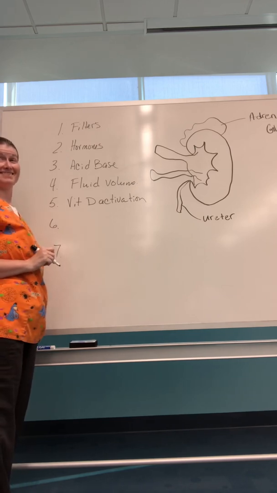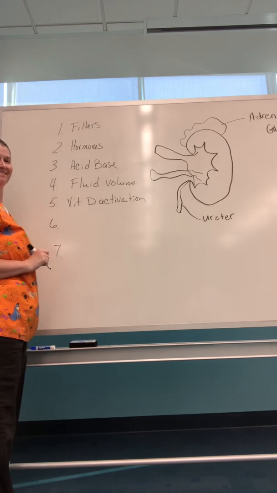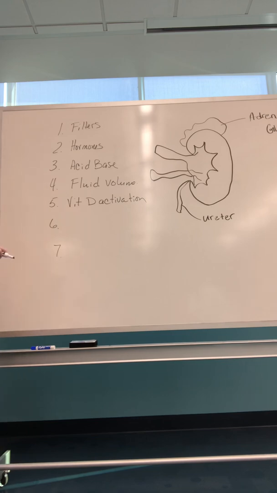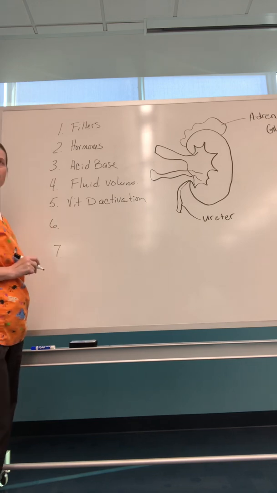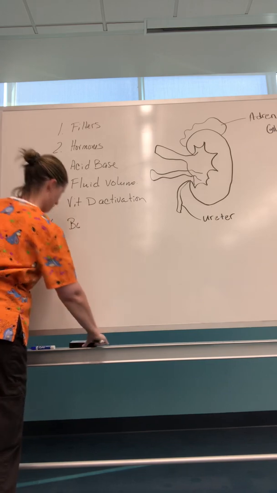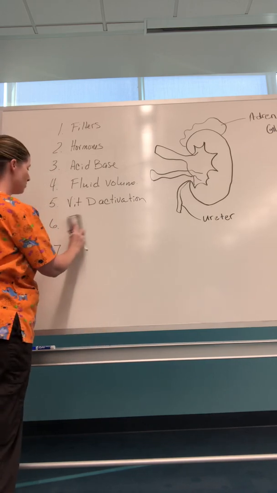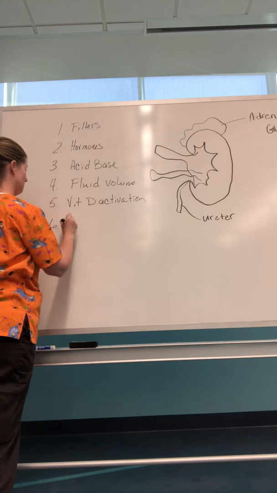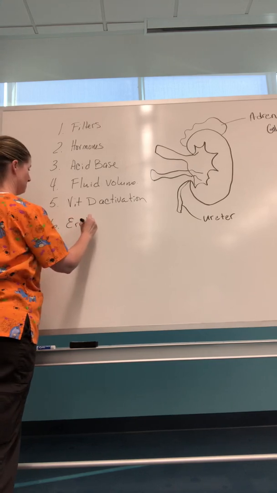What else? Helps with blood production. Okay. Oh yeah, it releases something. The erythropoietin. Erythropoietin. There we go. That's for the production of red blood cells.